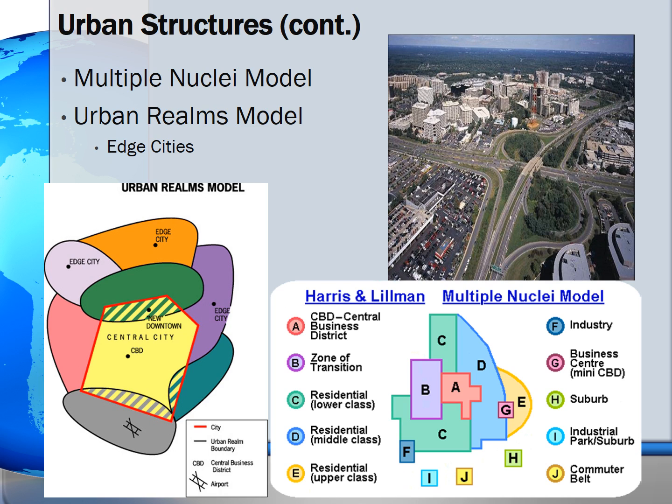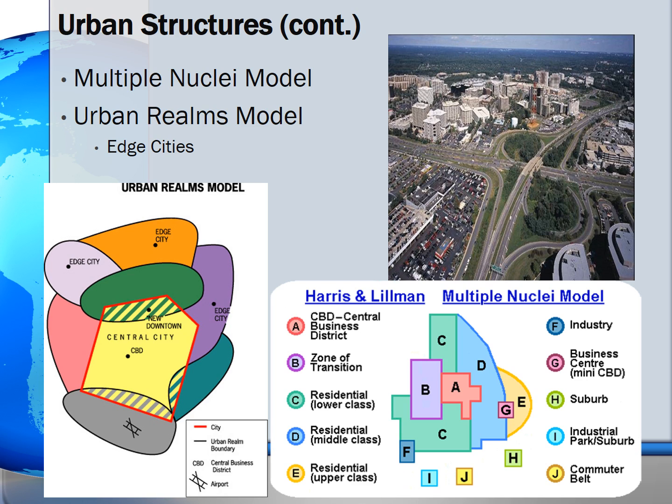Two more models include the multiple nuclei model and the urban realms model. The multiple nuclei model, as shown in the bottom right photo, states that a city can have multiple cores or nuclei rather than a single CBD. Depending on the city, a core could be, besides retail, a harbor area, a government district, university, and/or manufacturing center. These multiple nuclei would influence the patterns of land use in the city.